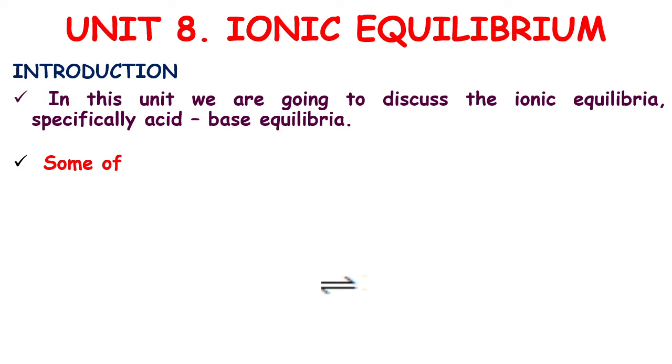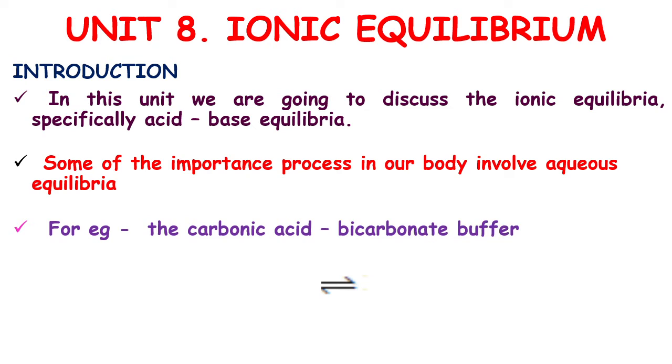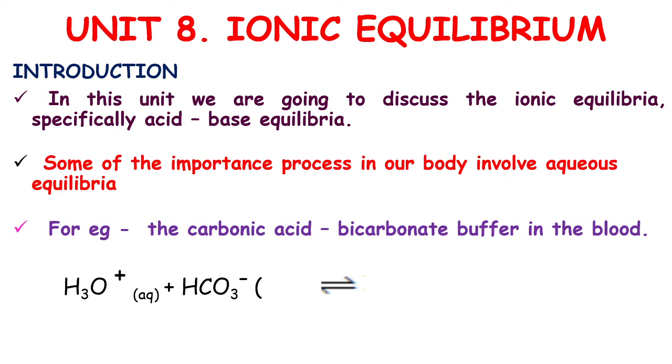Some of the important processes in our body involve aqueous equilibria. For example, the carbonic acid bicarbonate buffer in the blood. The hydronium ion combines with bicarbonate ions, gives carbonic acid and water.